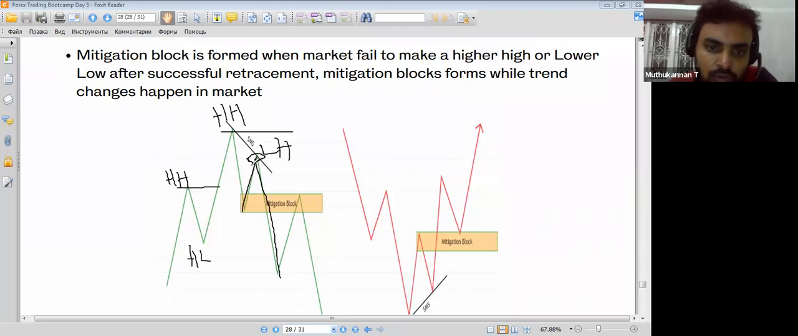Now, when this happens, you have to mark. This impulsive move did not break the structure. It's not able to break the structure, right? So you can call this a failed break of structure. This movement is a failed movement. So I'll be marking this area as the mitigation block. So price will come down, come up.